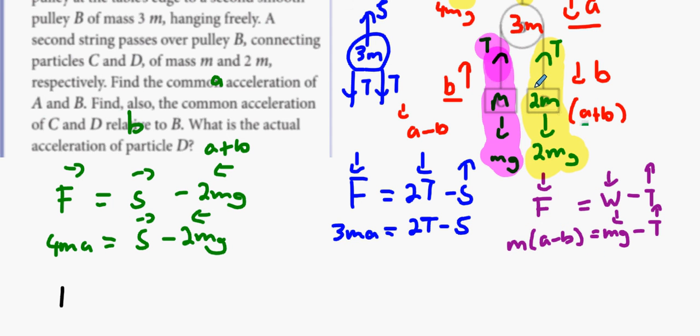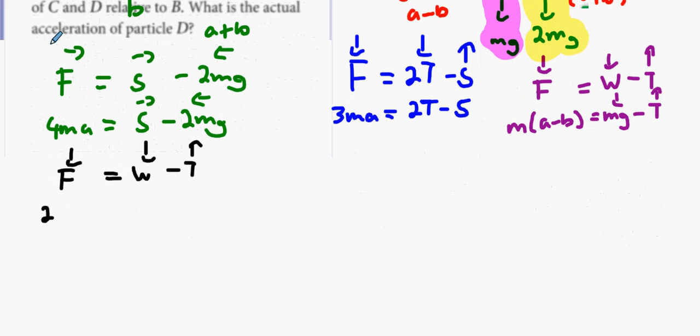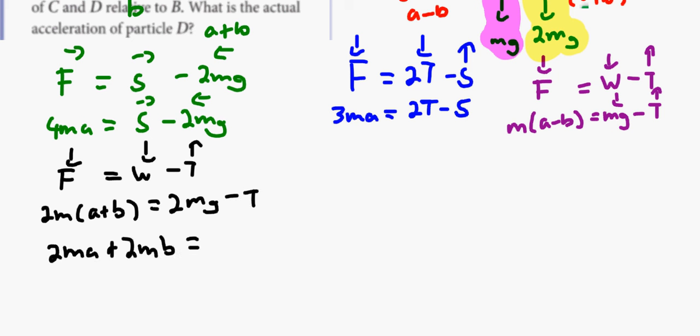And finally, see T here? We have particle D going downwards with a minus a plus b. So its weight is beating tension. So it's going to be 2m times a plus b, which is going downwards, equals weight, which is 2mg, minus T going upwards. Multiply that out, we get 2ma plus 2mb equals 2mg minus T. So we have this equation here.